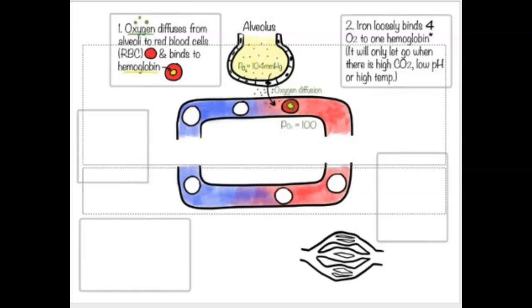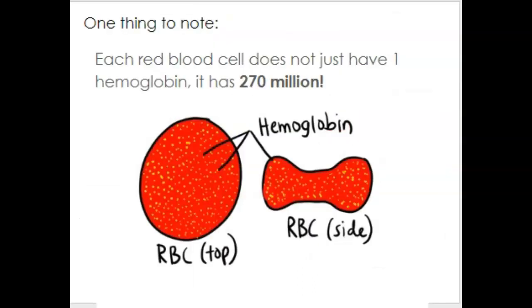for it to go someplace else. Now, I just said that each hemoglobin holds 4 oxygen, however every single red blood cell has 270 million hemoglobin, and if every single one of those 270 million hemoglobin can hold 4 oxygens, our red blood cells, those tiny little specks, can hold a ton of oxygen, millions and millions and millions of them.